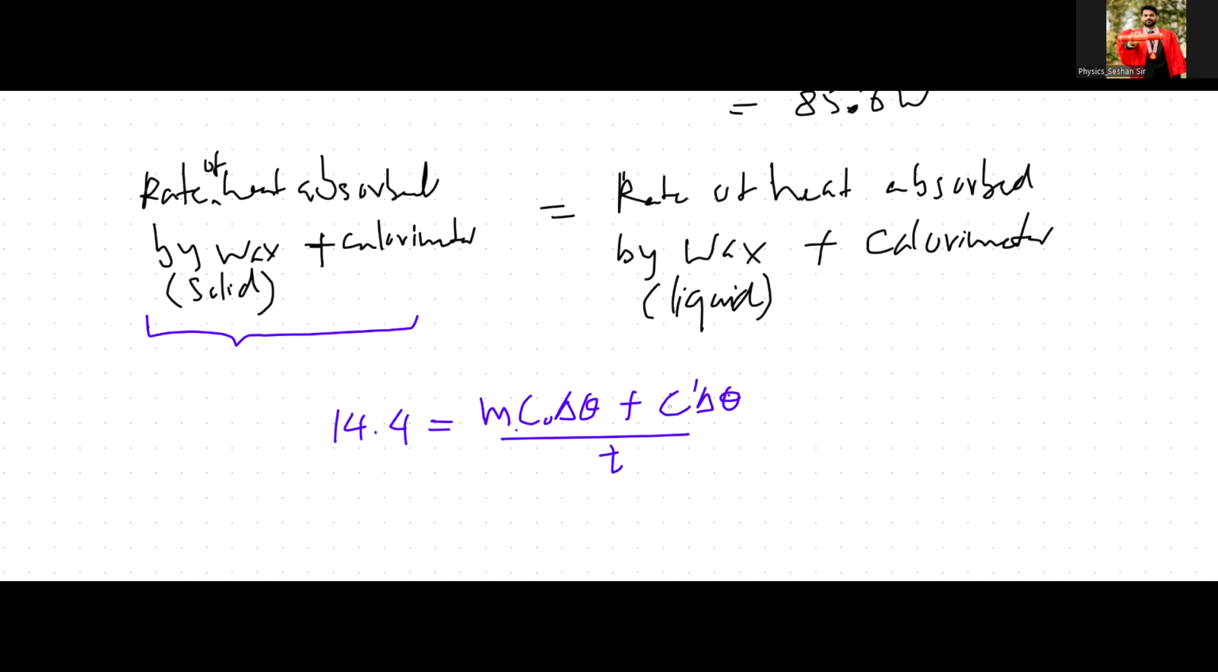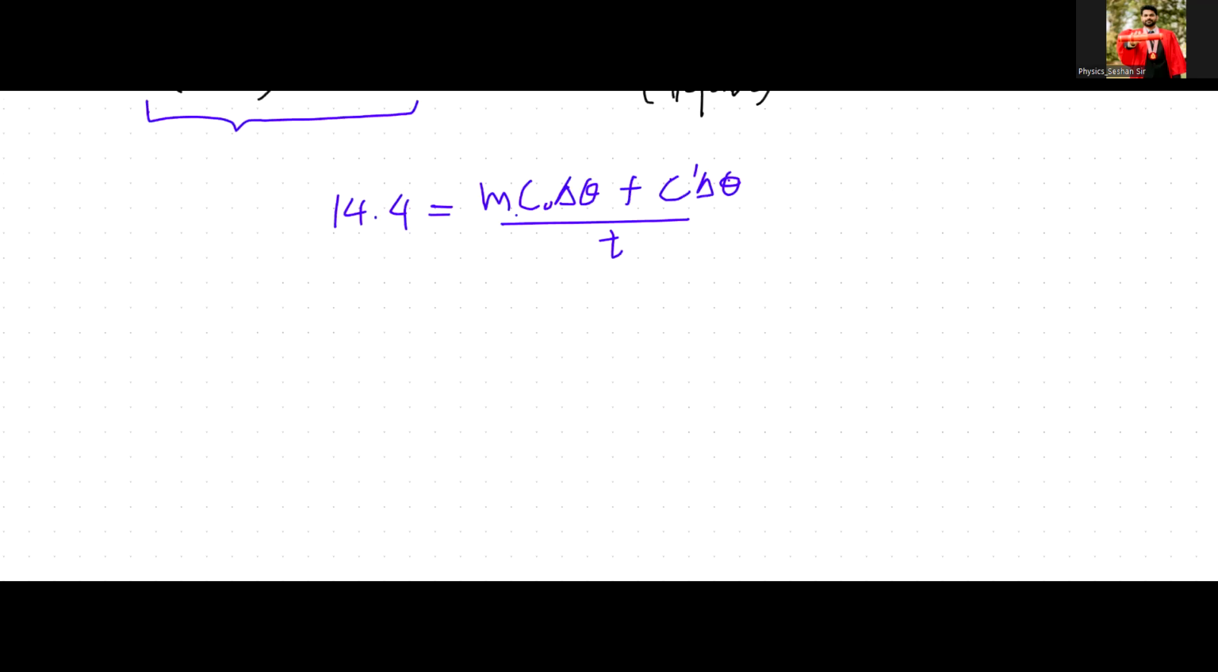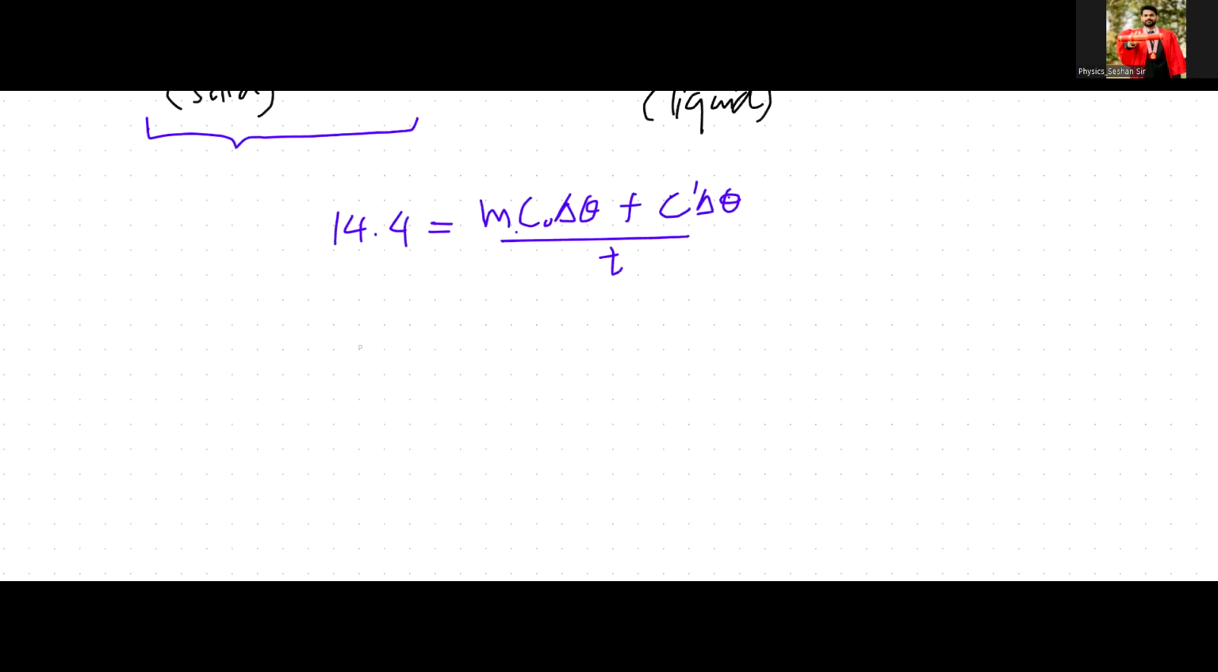Otherwise it is not possible, because on the left-hand side we have the rate of heat absorbed. So the right side should also be the same thing. I have to divide by t. Now what can we do? We can take that delta theta over t. So we have m. Look at here very carefully. C naught is the specific heat capacity of wax in liquid form.